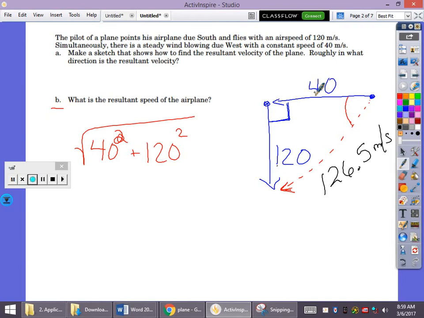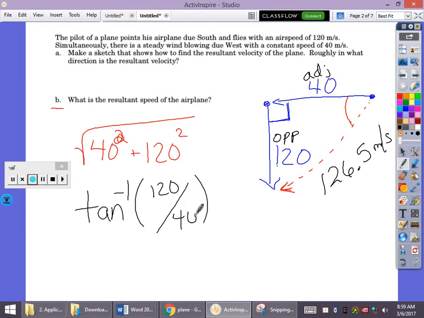So compared to the angle, 120 is opposite, and 40 is adjacent. Which trig identity uses opposite and adjacent? Tan. Am I going to use tan or inverse tan? Why inverse? I'm trying to find an angle. So I'm going to do inverse tan of 120 divided by 40, which will give me approximately how many degrees? 71.5 degrees. I would also accept 72 degrees.